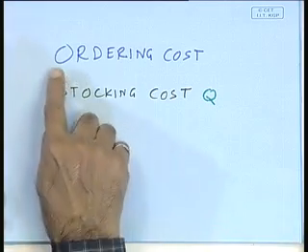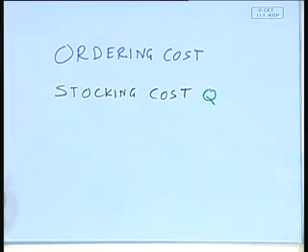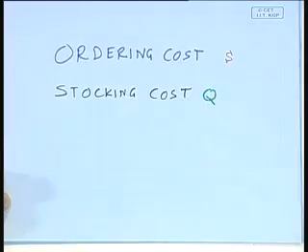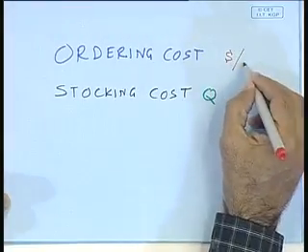And generally speaking, ordering cost is ordering cost per order, which in our case is going to be, we're going to be ordering a certain quantity and there is going to be an ordering cost, and I'm going to be denoting this by S. So S is going to be my ordering cost. S is my ordering cost per order.